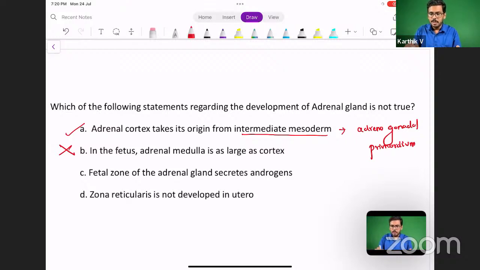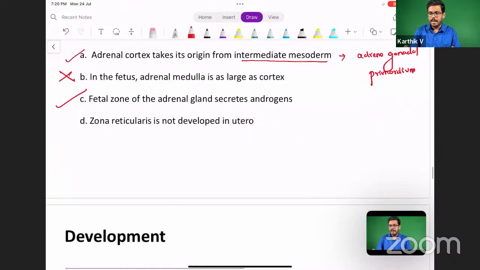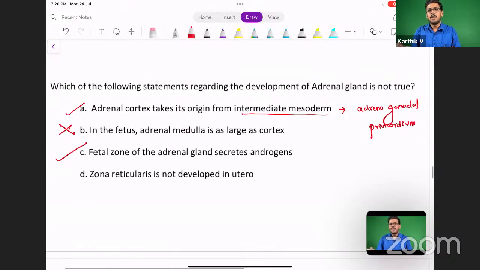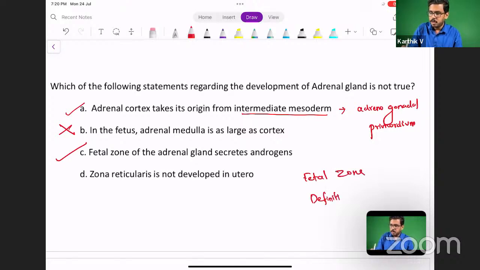Then the third option, the fetal zone of the adrenal gland secretes androgens. Very, very important point, and that is a true statement also. The fetal adrenal gland has two layers. One is the fetal zone and the other is the definitive zone. The fetal zone is responsible for secretion of androgens, and the most important androgen produced in utero by the adrenals is DHEAS.